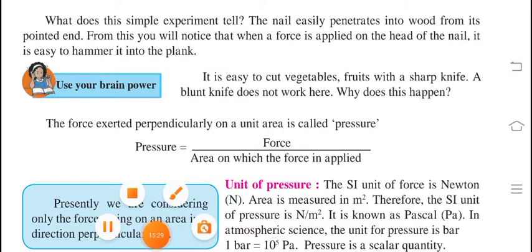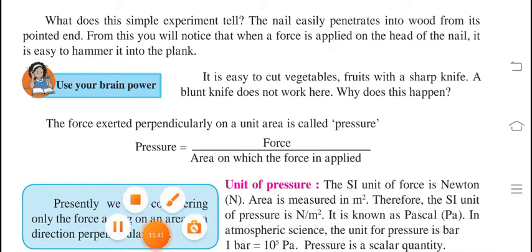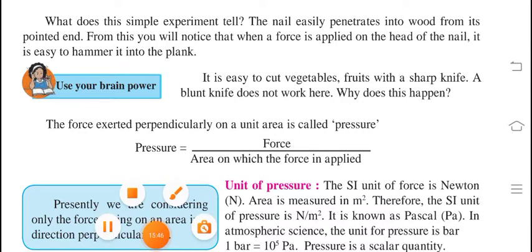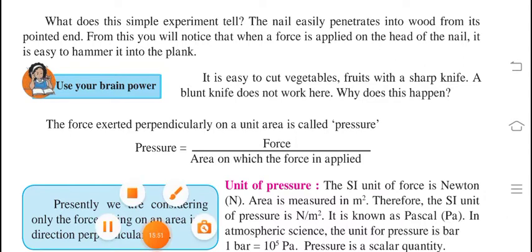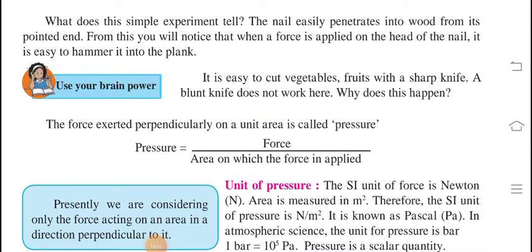So through this experiment, we can say the nail easily penetrates into the wood from the pointed end. From this, we notice that when force is applied to the head of the nail, it is easy to hammer into the plank. So it is easy to cut vegetables and fruits with a sharp knife. A blunt knife does not work here. So why did this happen? Do you have any idea?